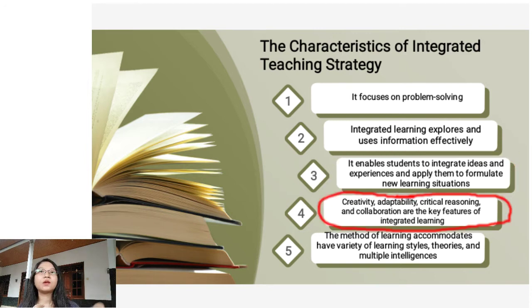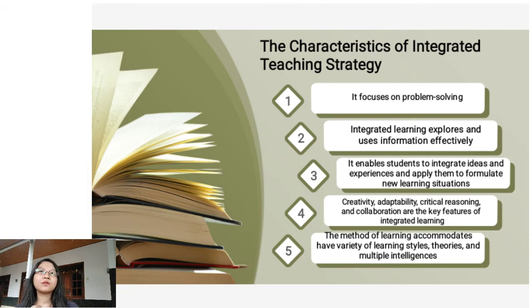Fourth, creativity, adaptivity, critical reasoning, and collaboration are the key features of integrated learning. So in this case, the student will be prepared by doing problem solving, which encourages them to be more creative and critical during the learning process, to be able to apply it in real world problems.